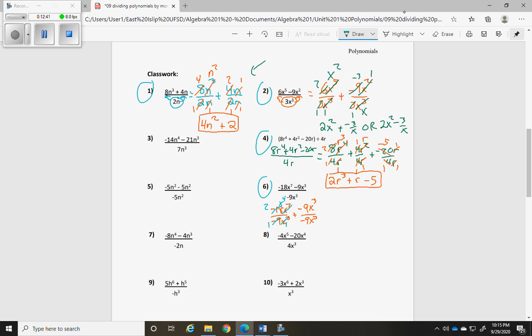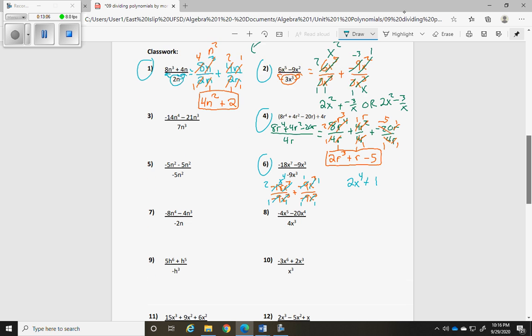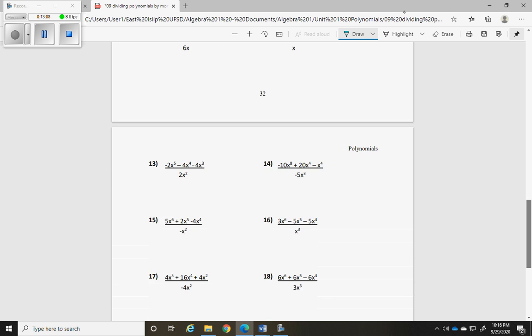And negative 9 over negative 9 is 1 over 1. X to the 3rd over x to the 3rd is 1 over 1. So my final answer is 2x to the 4th plus 1. Some people leave off that plus 1. Remember, to simplify to be 0, a number divided by itself simplifies to be 1. And I think after doing those problems, you should easily be able to do the rest.